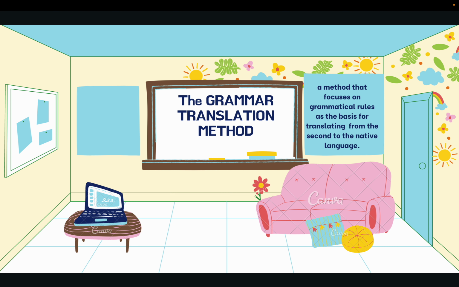What is it? Well, this method focuses on grammatical rules as the basis of translating from the second to the native language. So this is how it goes. If your native language is Tagalog, of course, we will have a sample sentence in Tagalog. For example, the kid is running. Tumatakbo ang bata. Ang bata ay tumatakbo. Of course, in Filipino, you have the formal and informal form, or karaniwan at di karaniwang anyo.